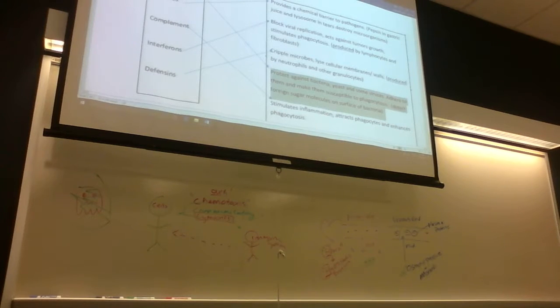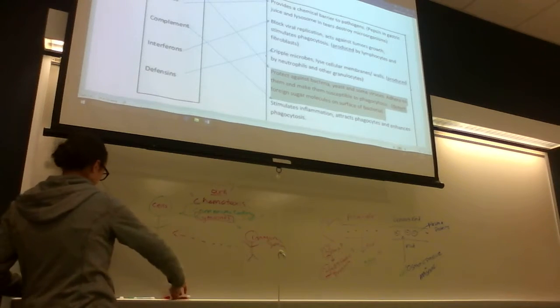But anyway, collectins protect, so this is a second line of defense. This is natural, innate immunity. Collectins protect against bacteria, yeast, and some viruses. These collectins adhere to them, so they kind of stick to them and make them more susceptible to phagocytosis. So phagocytosis is the eating.